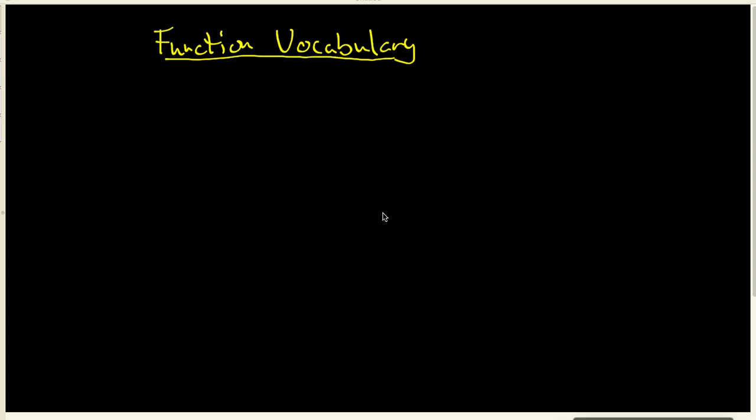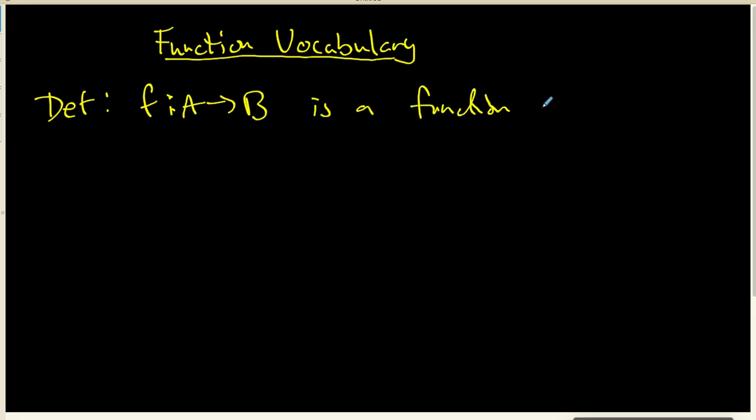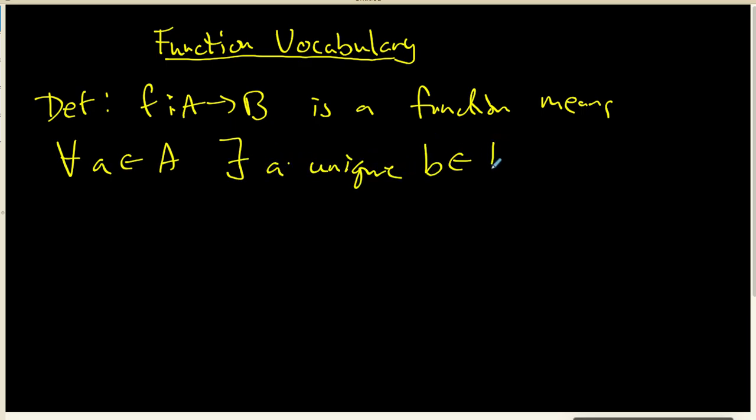In this video, we're going to review some very basic but very important function vocabulary. We're going to start with the definition of a function itself. Let's say f goes from A to B is a function, means that for every a inside set A, there exists a unique element b inside set B with f of a equal to b.